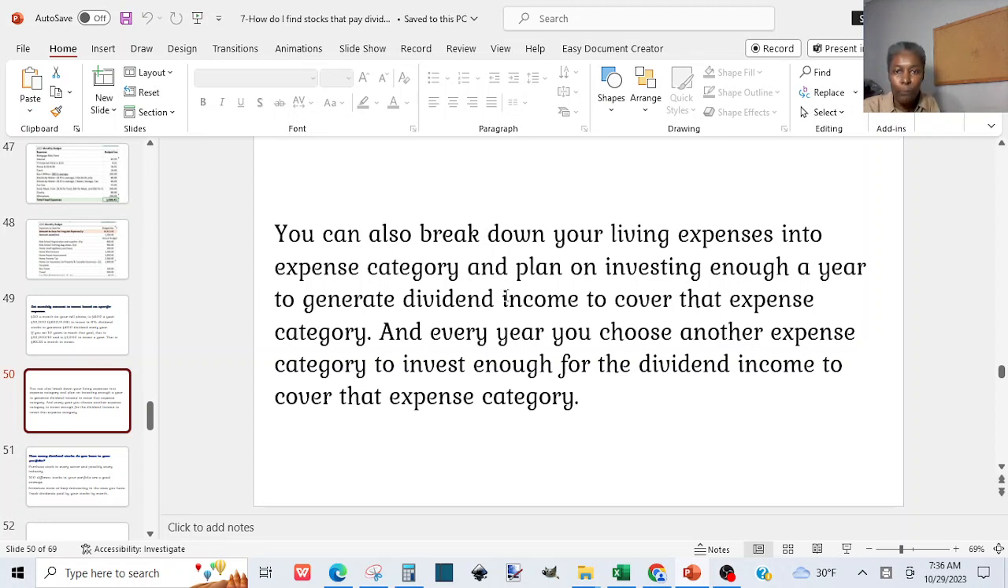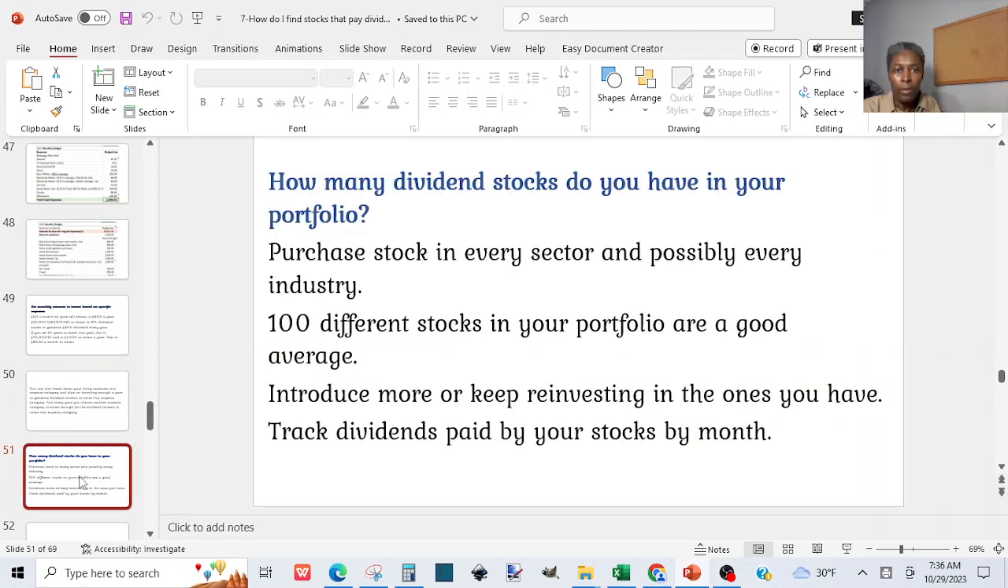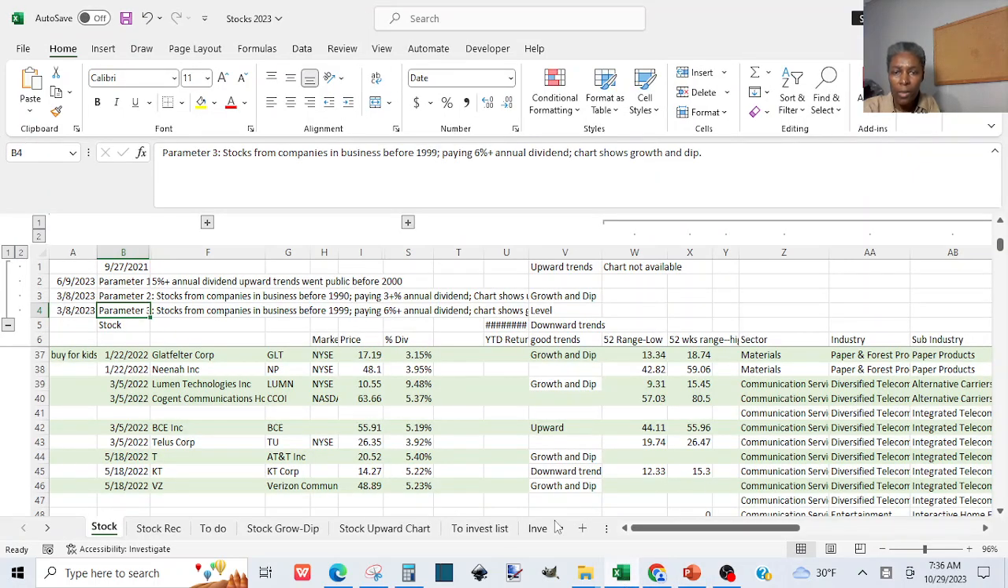Okay, so now, how many dividend stocks do you have in your portfolio? Again, I will say it's not so much about the number of dividend stocks to have. You might want to just tackle all the sectors.